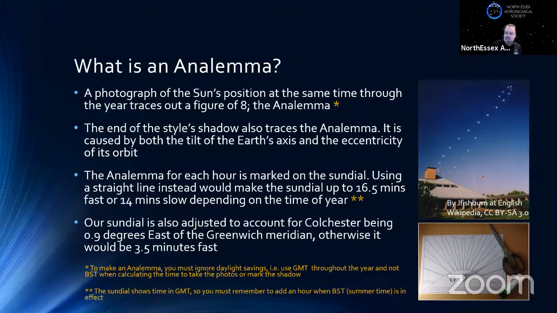But now in the UK, everybody uses Greenwich Mean Time, which simply means that everybody sets their clock by noon at the Greenwich Meridian in East London. Now, Colchester is about 0.9 degrees east of Greenwich on the face of the Earth, so we have to tilt our lines over a bit to correct for that. Otherwise, we'd be about 3.5 minutes fast. So this is a super accurate sundial for Colchester and pretty good for the rest of Essex.